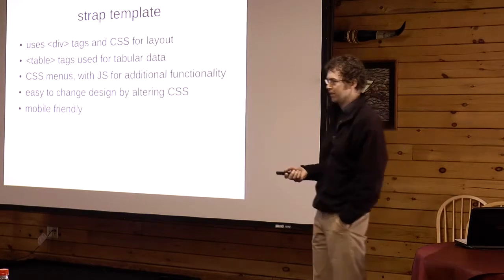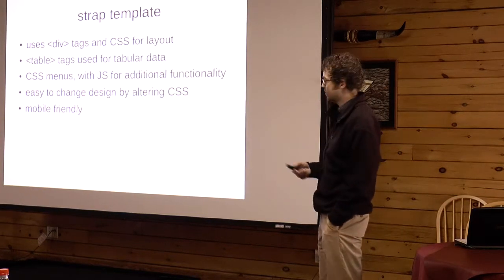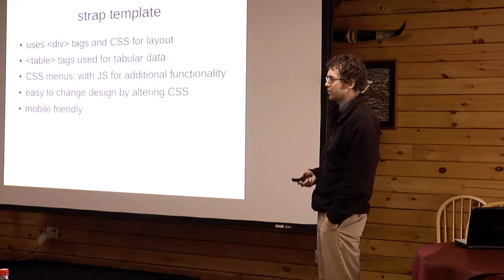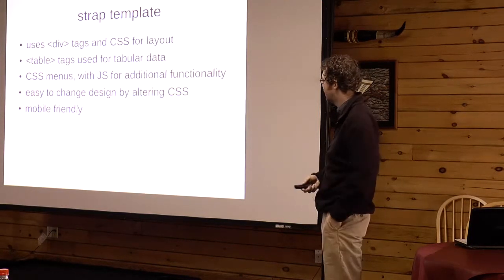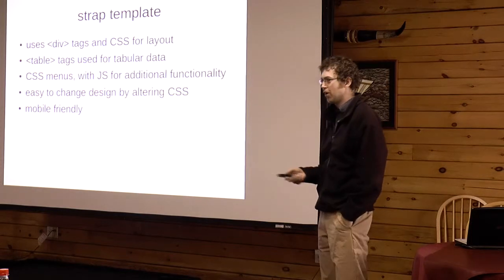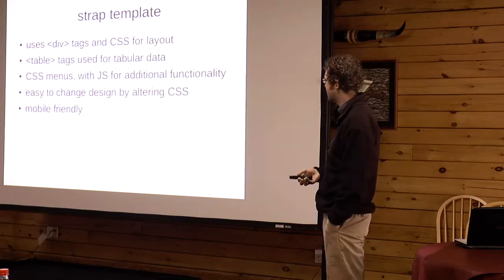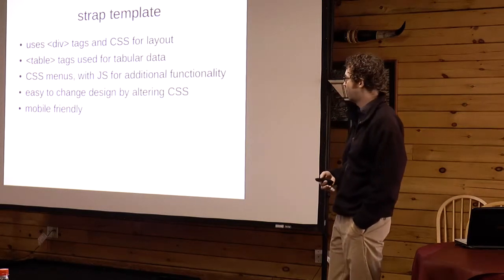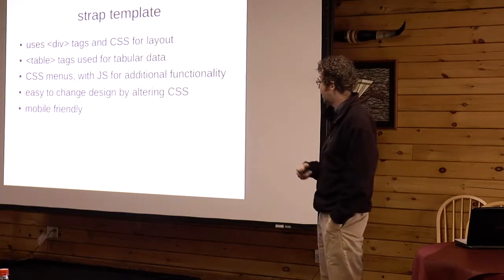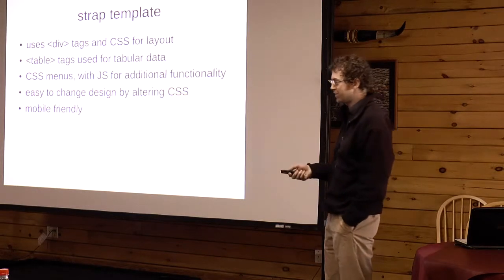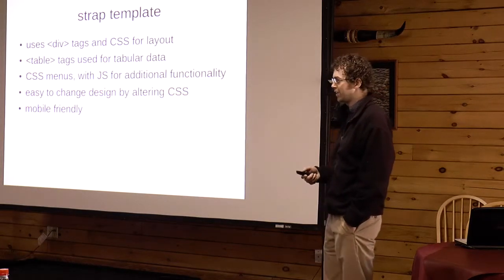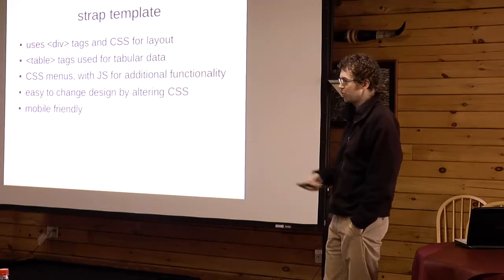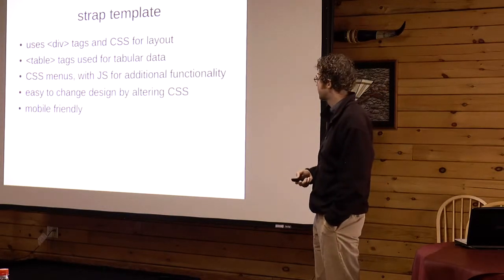The Strap template that we've created uses div tags and CSS for layout. Table tags are restricted to just tabular data. We put all the drop-down menus in CSS, and then there's an additional JavaScript file that's loaded for additional functionality. And because it's CSS, it's easy to change the design. And it is inherently mobile friendly. It's not super duper mobile friendly, but it's a good start towards it.